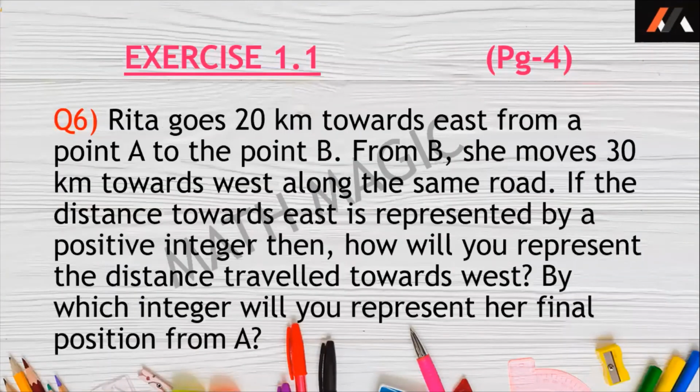Rita goes 20 kilometers towards east from a point A to the point B. From B, she moves 30 kilometers to the west along the same road. If the distance towards east is represented by a positive integer, how will you represent the distance traveled towards west? By which integer will you represent her final position from A?